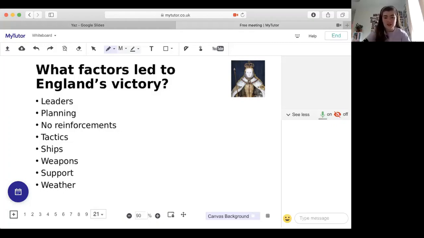Planning. The strength of the Spanish fleet came from its crescent formation plan, so that's like a crescent moon. But when the English broke this up with their fire ships, the Spanish became vulnerable and exposed to attack. That links in with the other point that we just made. They didn't plan it very well, basically.